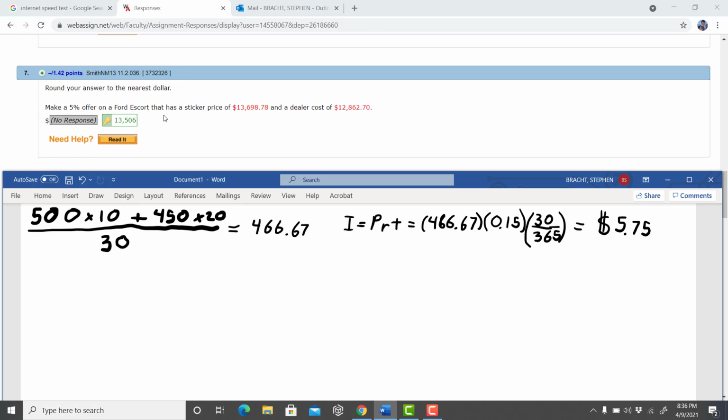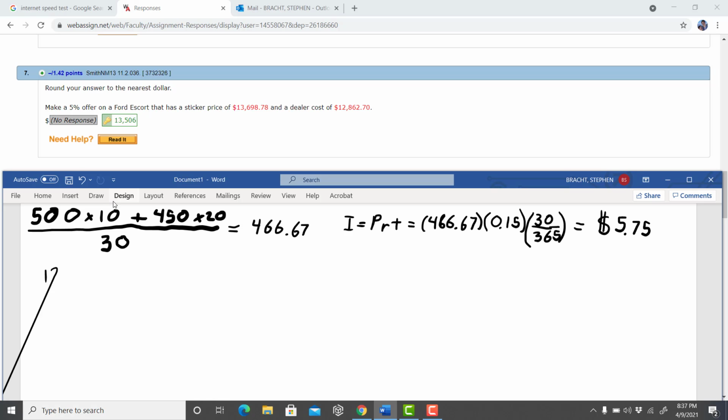Problem 7, make a 5% offer on a Ford Escort that has a sticker price of $13,698.78, right? And a dealer cost of $12,862.70. 5% offer basically means an offer that's 5% over the dealer cost, right? There was a similar example to this in the book, but it's actually pretty simple. You just take the dealer cost and then you add to that 5% of the dealer cost.